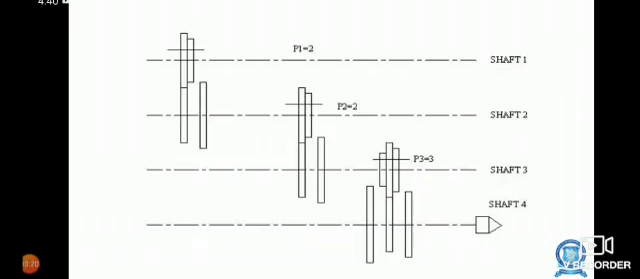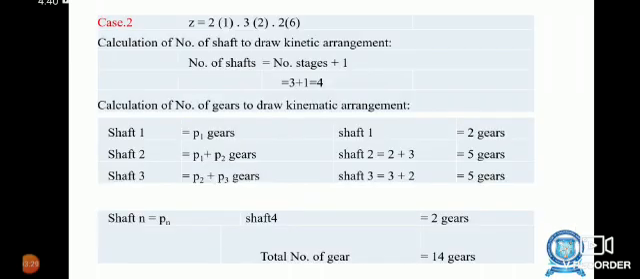These figures show the kinematic arrangement. Shaft 1 has P1 gears, shaft 2 has P2 gears, shaft 3 has P3 gears, then shaft 4 is the output shaft.